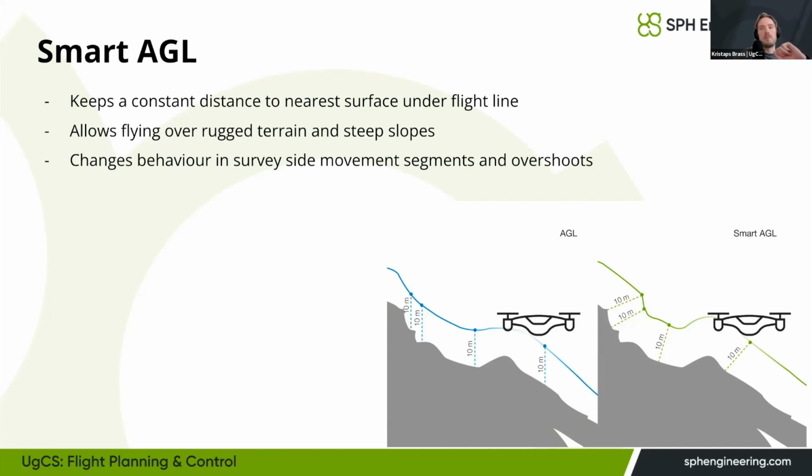And this is especially important when you need to fly over rugged terrain, when there are a lot of terrain elevation changes, or even when you need to fly up steep cliffs. So with AGL, I do not recommend trying to fly up steep cliffs.